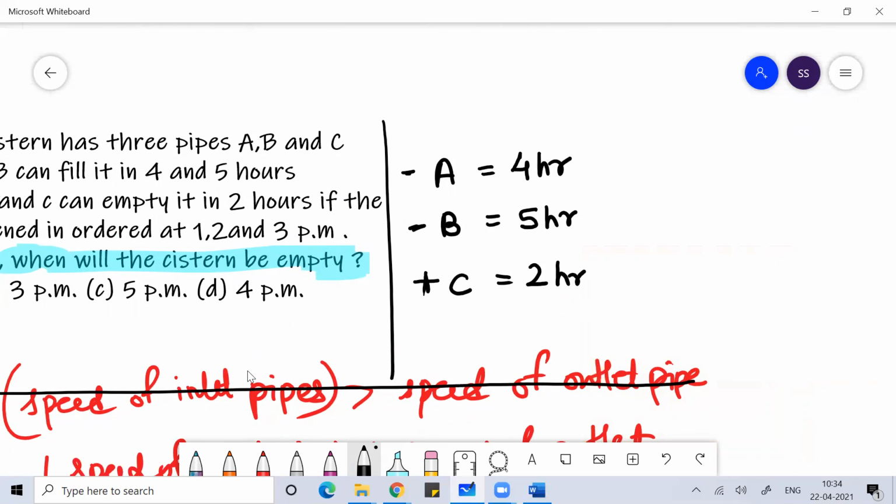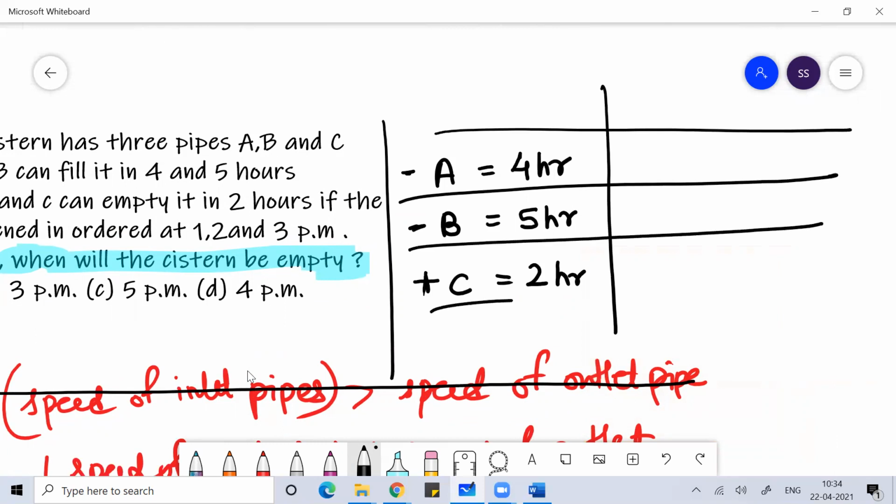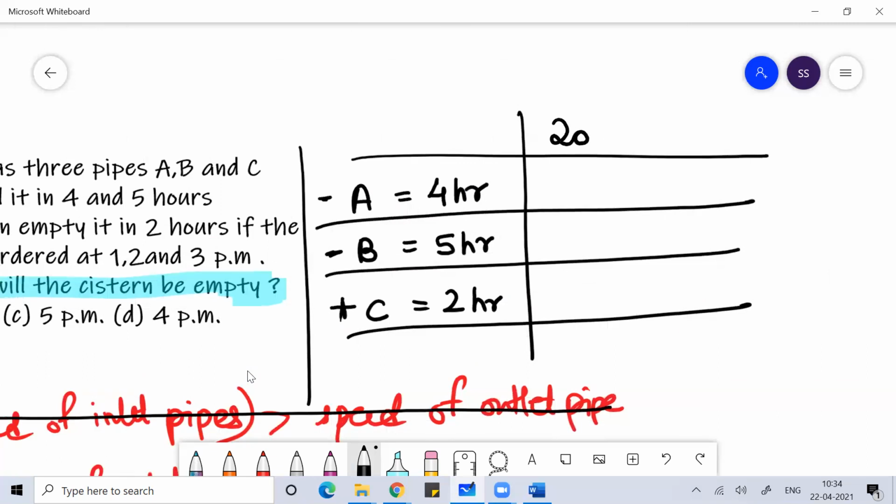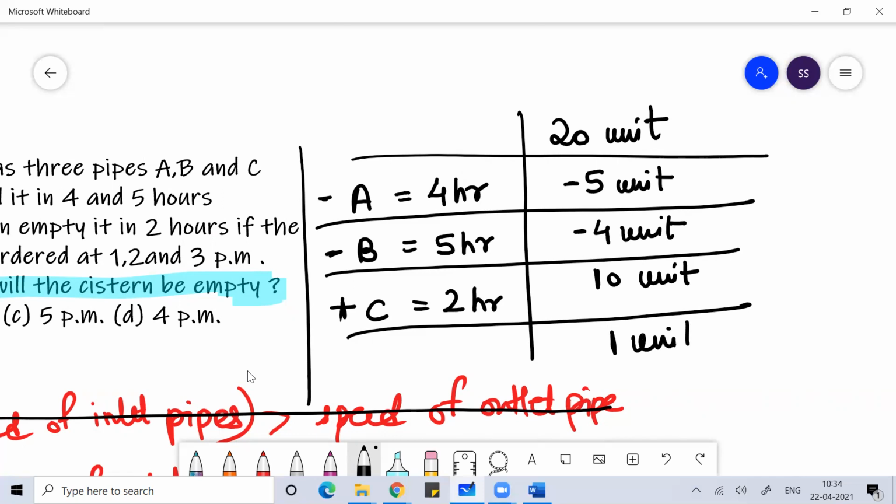Then if I define the work as the LCM of 4, 5 and 2, my work will be 20 units here. So if the total work is 20 units, then every hour A is doing minus 5 units of work, B is doing minus 4 units of work, and C is doing 10 units of work. It means every hour positive 1 unit of work is happening. I'll always make it positive here.